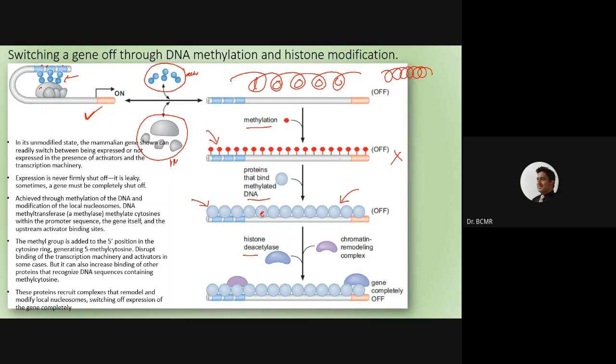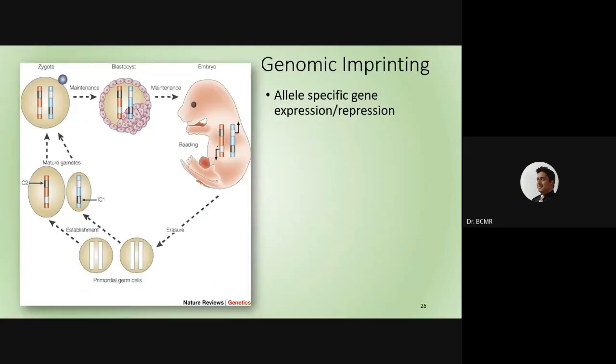Methylation of DNA will prevent the binding of general transcription factors or other transcriptional machinery, including the activator proteins, and because of which gene transcription goes down. And it will also attract methylated DNA binding proteins, which will further recruit histone deacetylases and chromatin remodeling complexes that will result in the formation of heterochromatin, where gene expression in that part of the chromosome is completely off.